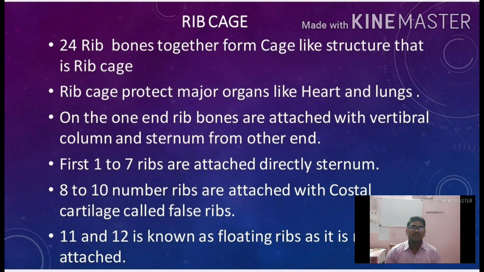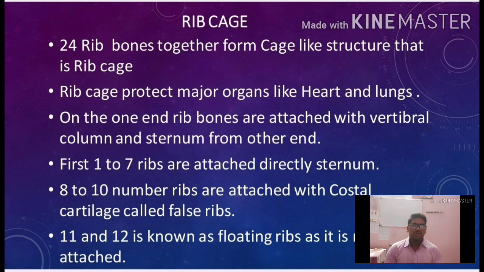The rib cage protects major organs of the human body like the heart. We all know that the heart works 24/7. It is made of a specialized type of tissue called cardiac muscle or cardiac tissue. This cardiac tissue works all the time, so it needs to be protected from external injuries. So the rib cage is there. It protects the heart and lungs.